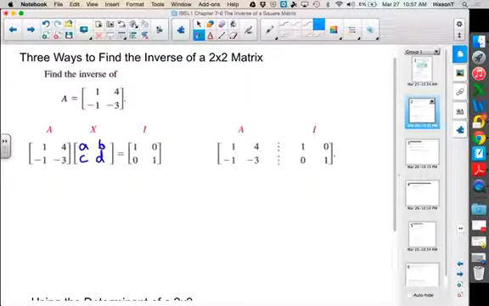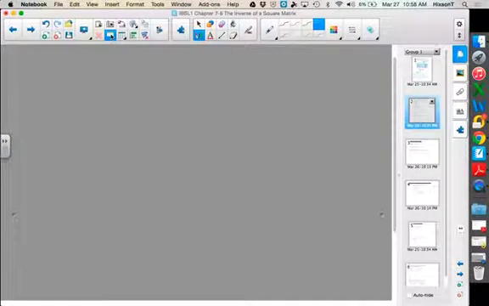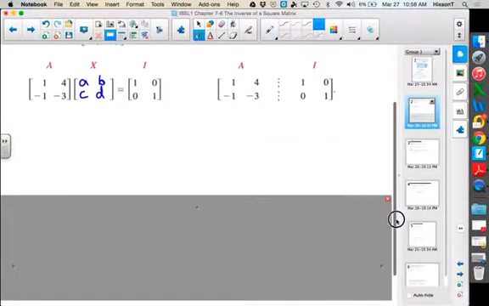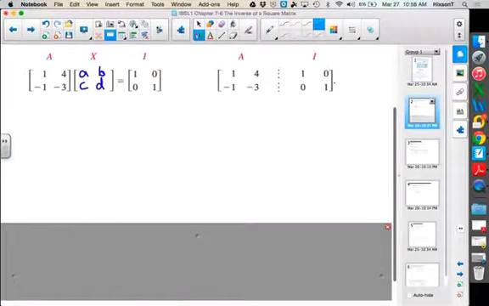The first way of finding the inverse of this A here, 1, 4, -1, -3, would be to say, okay, well, if this matrix is the inverse, then when I multiply A by this matrix, I should get 1, 0, 0, 1, right? So, let's make that happen, okay? Let's figure out what A, B, C, and D would have to be in order to get that to work, okay? So let's go through the matrix multiplication here.